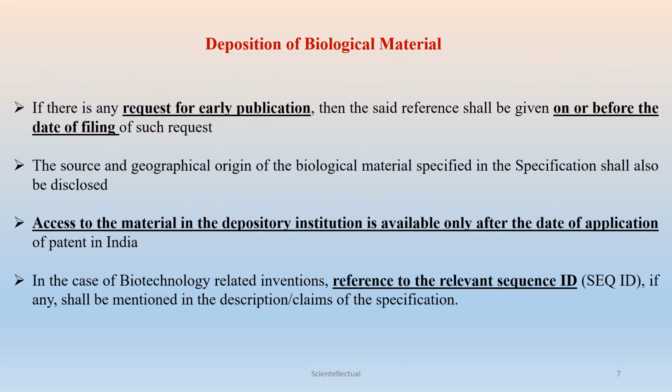If there is any request for early publication, then the said reference shall be given on or before the date of filing of such request. The source and geographical origin of the biological material specified in the specification shall also be disclosed. The access to the material in the depository institution is available only after date of application of the patent in India. In case of biotechnology related inventions, reference to the relevant sequence ID, if any, shall be mentioned in the description or claims in the specification.